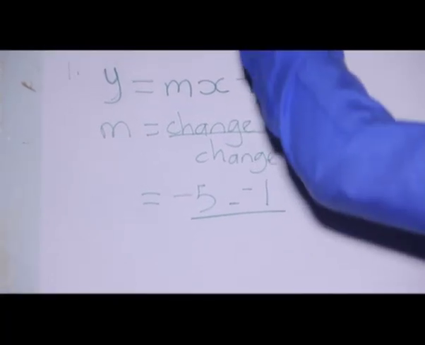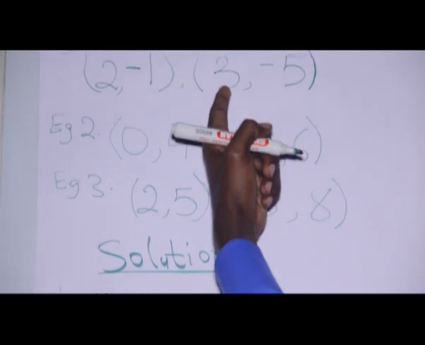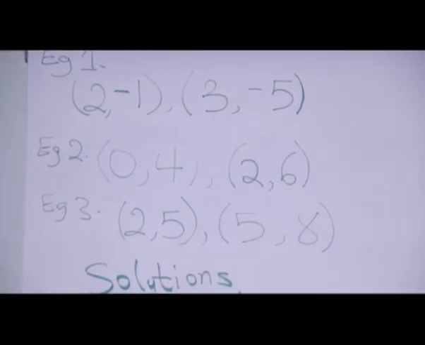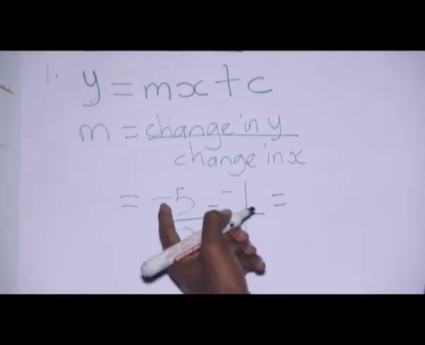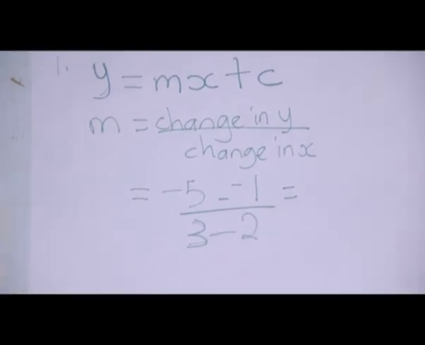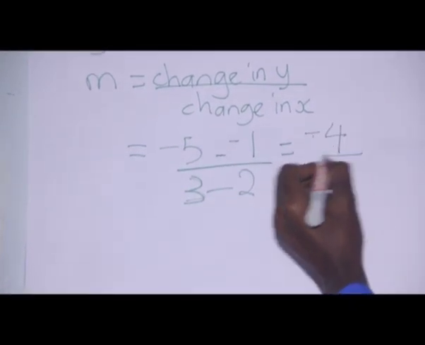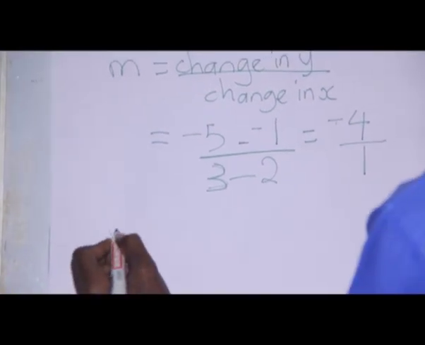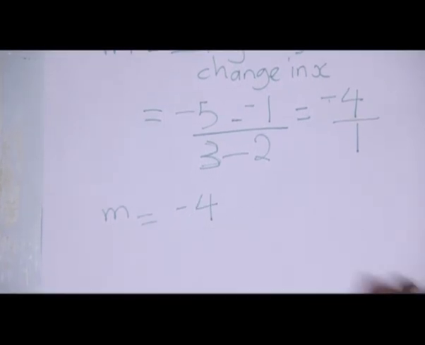For the change in x, I get the x coordinate here, which is 3, and subtract from it the x coordinate on the other side, which is 2. So I end up with -5 minus -1. A negative and a negative gives us a positive, so -5 plus 1 gives us -4, divided by 3 minus 2 gives us 1. Meaning my gradient is equal to -4 divided by 1, which is -4.